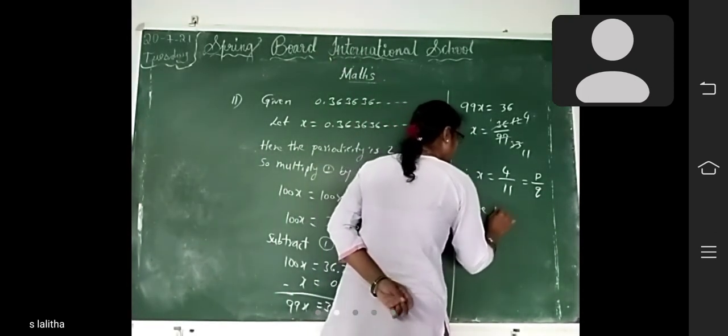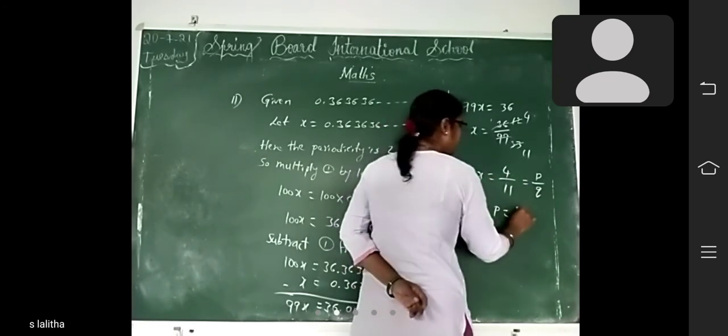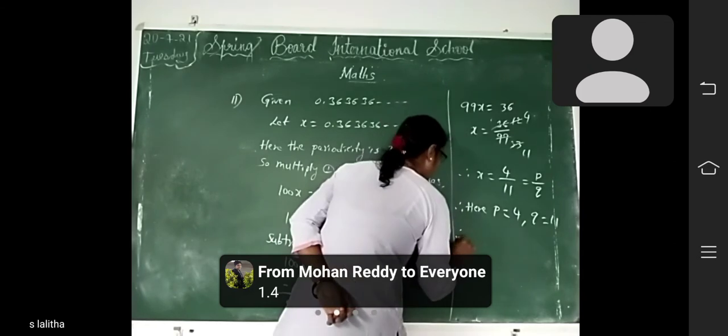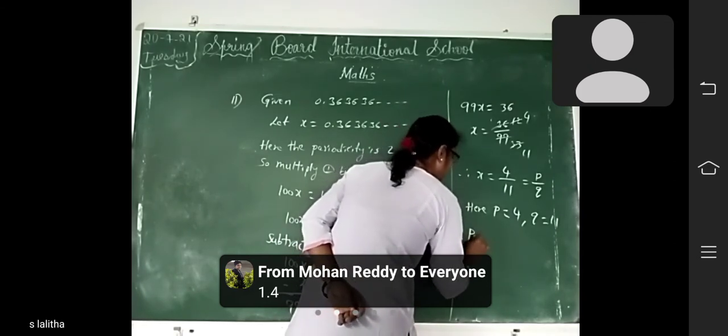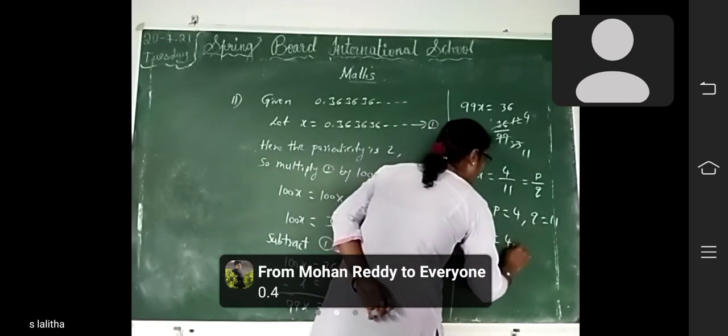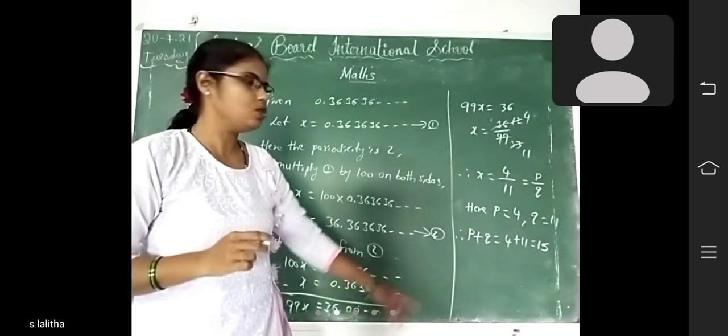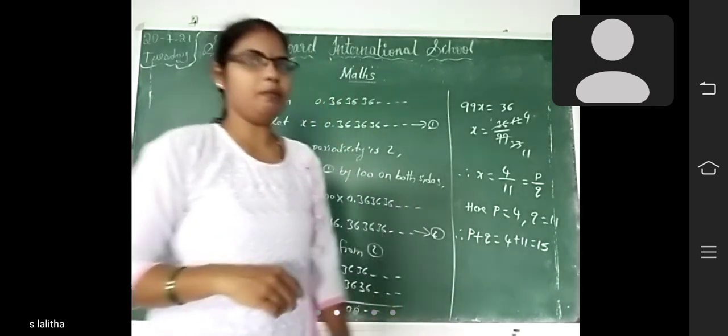Here P is equal to, what is the P? 4 and Q is equal to how much? 11. So therefore P plus Q is equal to 4 plus 11. How much? 15. So P plus Q is equal to how much? 15. Okay, ma'am? Right.